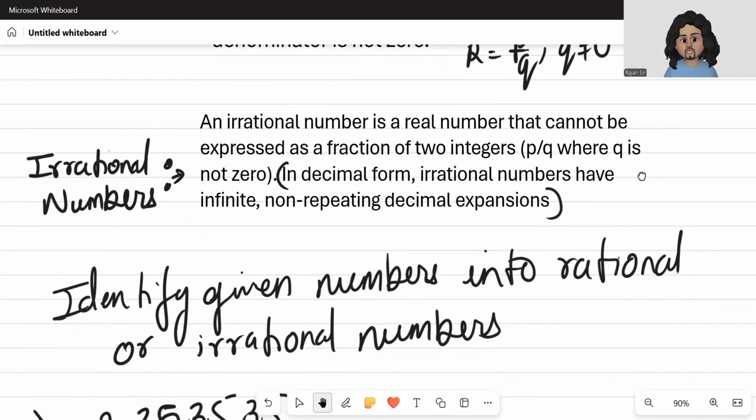Let's understand the very tricky irrational number definition. An irrational number is a real number that cannot be expressed as a fraction of two integers, that is, it cannot be expressed in p by q form where q is not equal to 0. In general, how to identify them is, in decimal form, irrational numbers have infinite non-repeating decimal expansion. That means it will be non-terminating, plus the numbers will not recur.